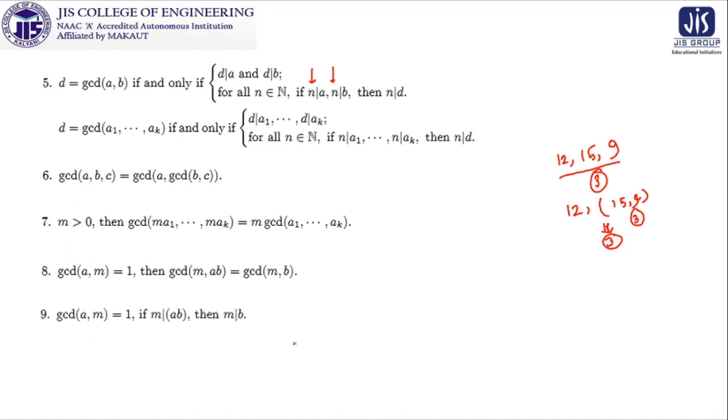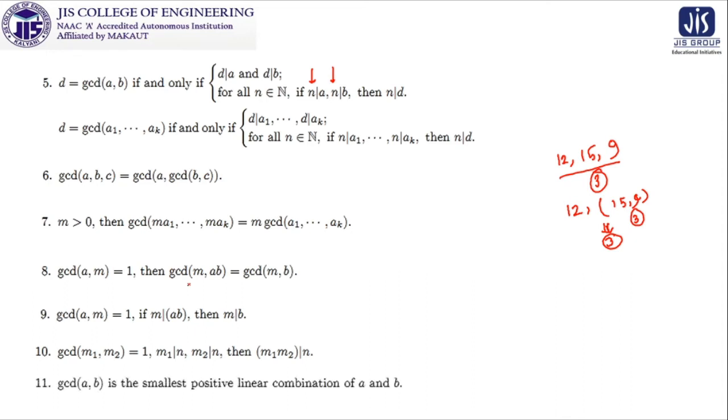The next property tells us that if GCD of A and M is 1, again all the properties are related to co-prime, and if M divides A into B, then obviously M divides B, because M does not divide A. If M divides A into B, it has to divide B. These are very simple obvious observations, but it will give you a pleasure when you think about this and you can get the solution. Now the next property is: if GCD of M1 and M2 is 1 and M1 divides N and M2 divides N, then M1 and M2 obviously will divide N, because M1 and M2 are relatively prime.